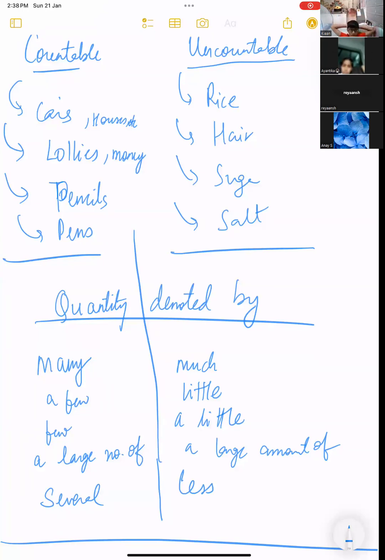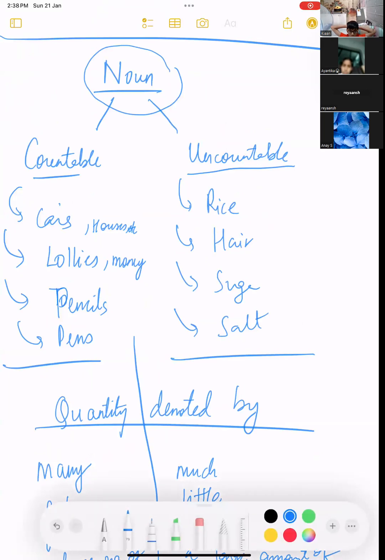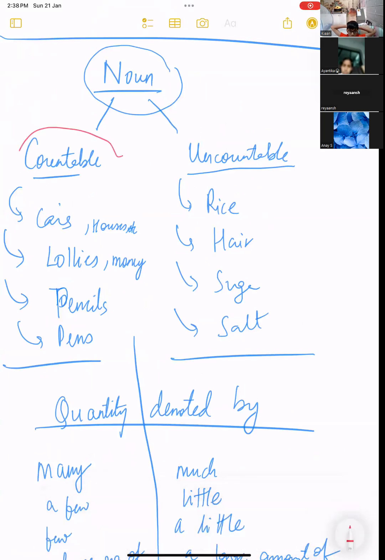No. So that is why if you have a look at the first section, I will be marking it with a red color. These are the countable nouns, a few examples that I have shared. You can count cars, you can even count houses, right? How many houses are there on the street? You can count the lollies. Can you count money? Kids, can we count money?